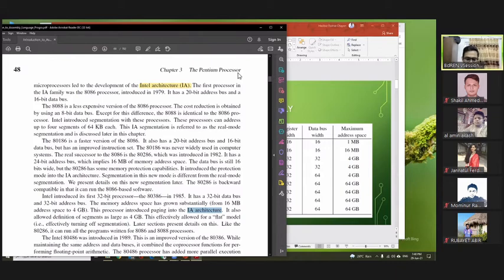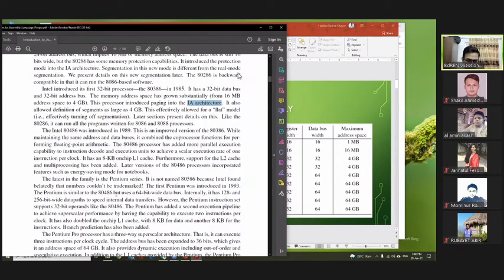Let's say you want to write code for the 80486. You need to know which architecture they have used. Obviously, it's IA architecture. You need to know the IA architecture and then write the code. If you want to code for the name you have said, I don't know that one, so you have to know their architecture, then you can write the code in their way.